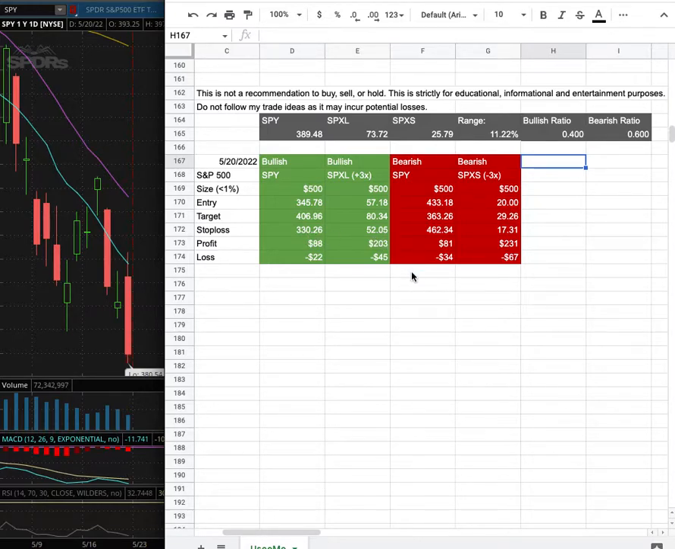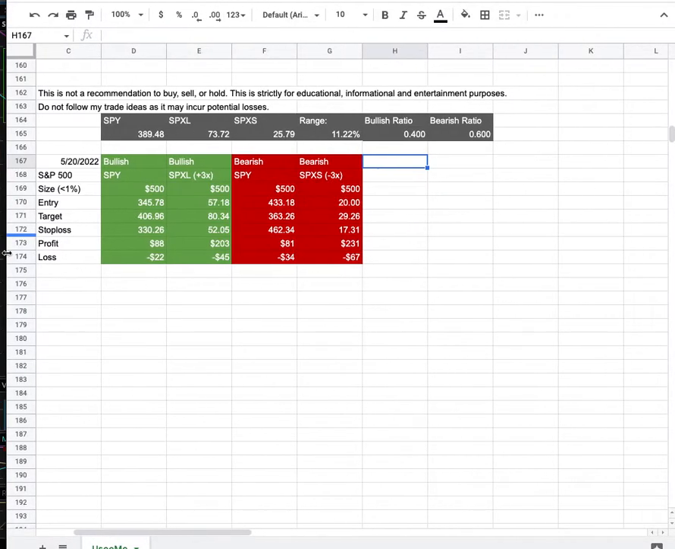And if I were to open a short position, my entry is at $433.18. My sell target is at $363.26. And my stop loss is at $462.34. So whichever entry price were to hit first, that'll be my position of the week.